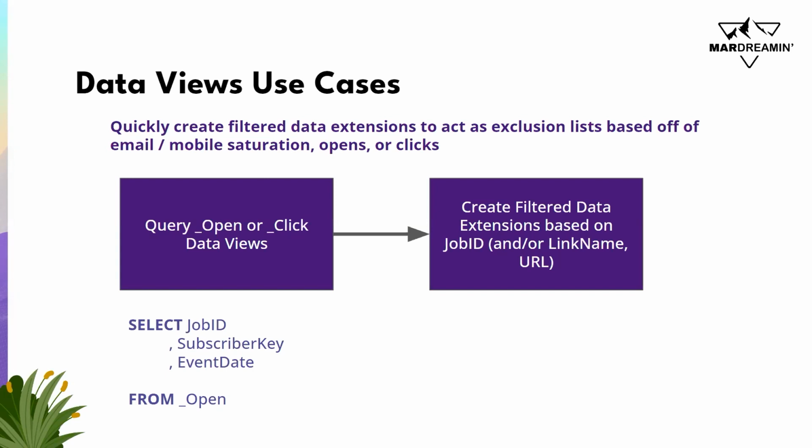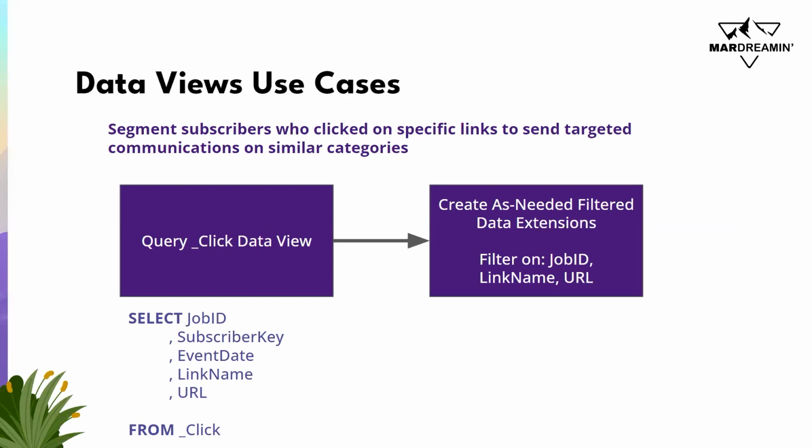So what are some use cases for this functionality? Well, you can quickly create filtered data extensions to act as exclusion lists based off of, say, email or mobile saturation, or opens or clicks. You can also segment subscribers who clicked on a very specific link to send targeted communications on similar categories. For example, if I have a group of subscribers who clicked on an article about dogs in one email, you can collect all those people and send them an even more targeted follow-up email, specifically all about dogs, because you know that they probably have some interest in that.